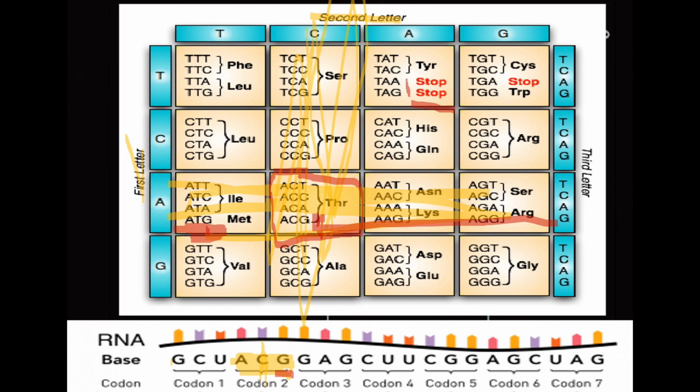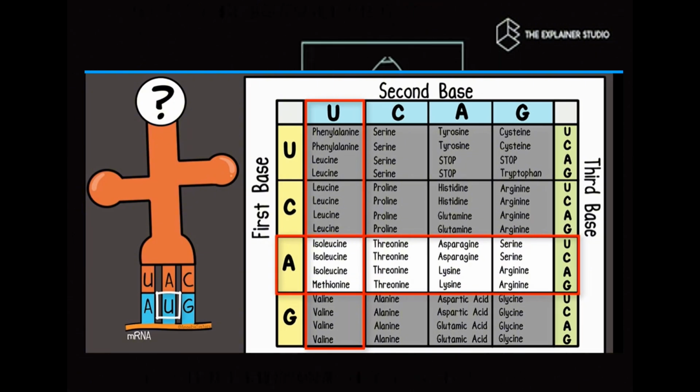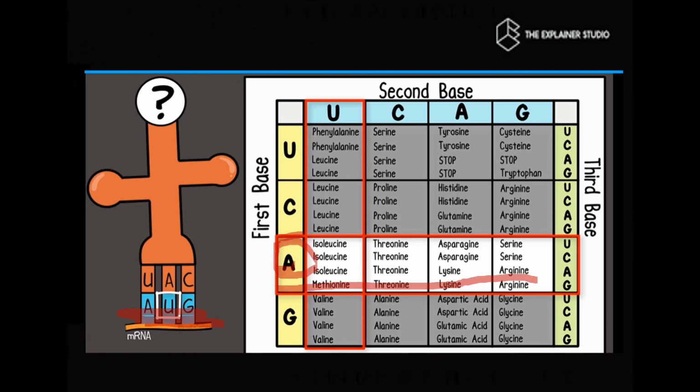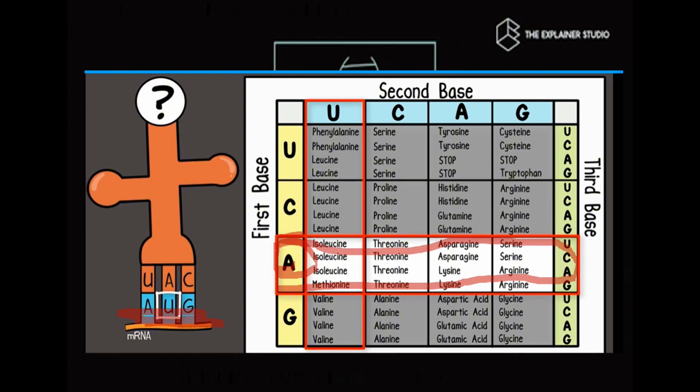So here the mRNA started with AUG, which is the A. So this one, the whole one, then U is that one, and G is that one. So it's the methionine.